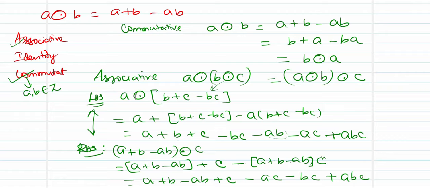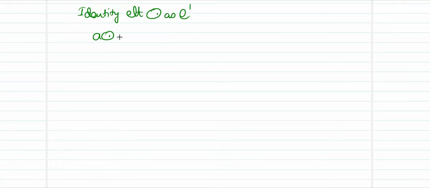Therefore, which law now becomes true? The associative law is going to be true. The next comes the identity element. So what is going to be my identity element? Let me denote the identity element with respect to dot circle as E dash. If I take this as E dash, A dot circle E dash must be the same as E dash dot circle A, and must give us back the taken element A that belongs to the set of integers.